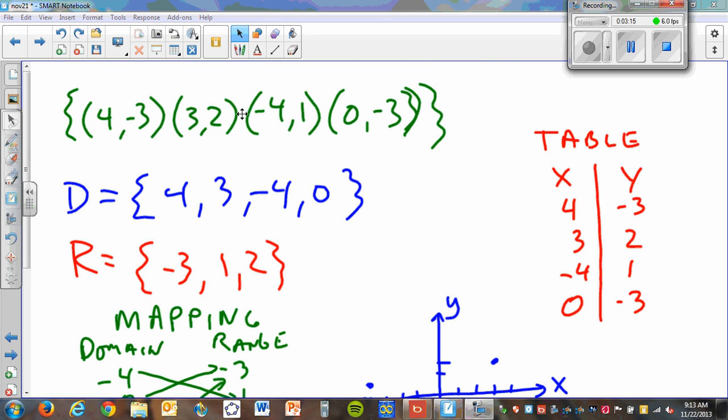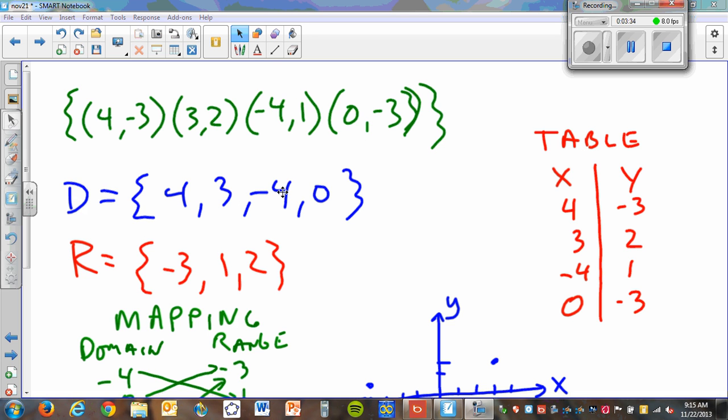Another quick example, we have 4 ordered pairs here. We have our domain. Alright, so we got our 4 ordered pairs here. Our domain, we just take the first number from each one of these, 4, 3, -4, and 0.